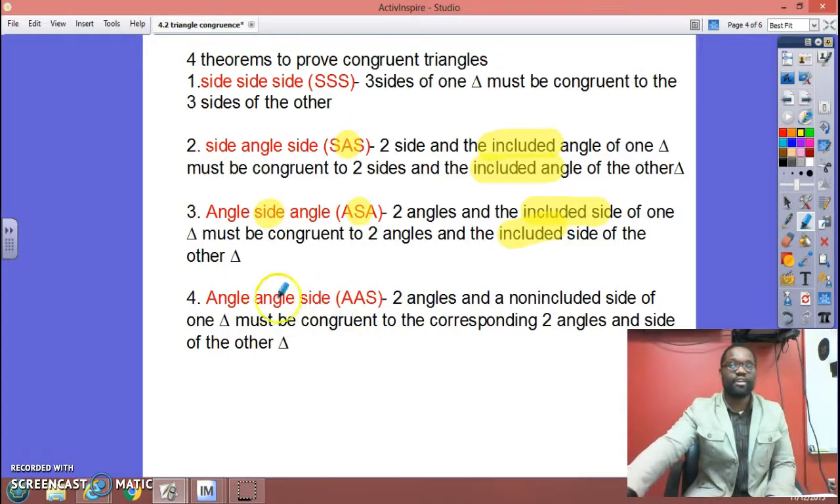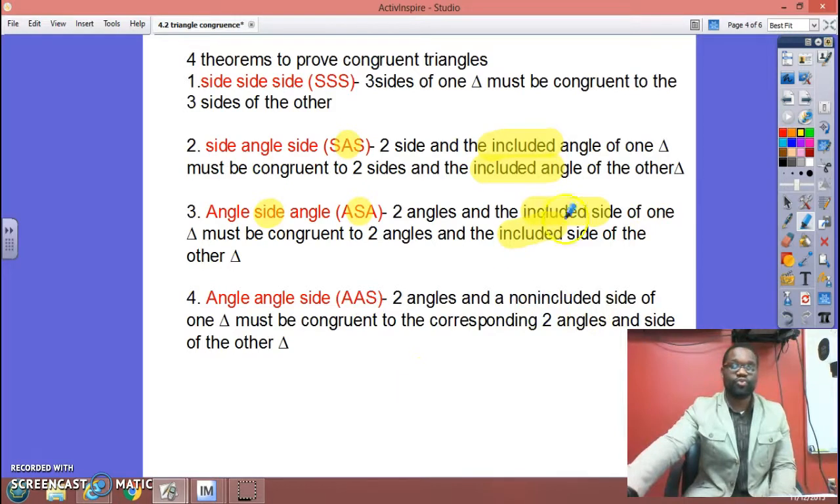Now notice that angle, angle, side is non-included. And basically the idea is if I can prove that three sides are congruent, then I can say the two triangles are congruent. If I can prove that a side, included angle, and a side are congruent in two triangles, then I can say they're congruent. Same thing goes for each one of these. And so that's the idea. This is the only one that the order doesn't matter. Angle, angle, side says two angles and a side that you have in the problem.